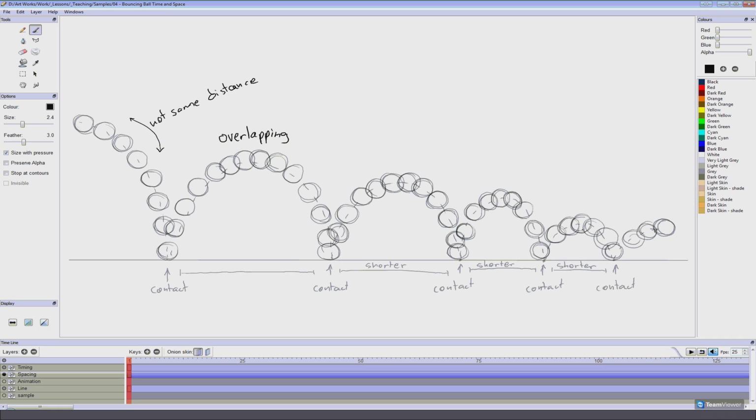I have the ball, and here it's overlapping. You can see the frames overlapping, so they're closer to each other, and then it's going down, they're getting further away, and then going up again, and closer again. So this is my spacing. It gives the rhythm when things are faster or slower, and this is the rhythm of the action.